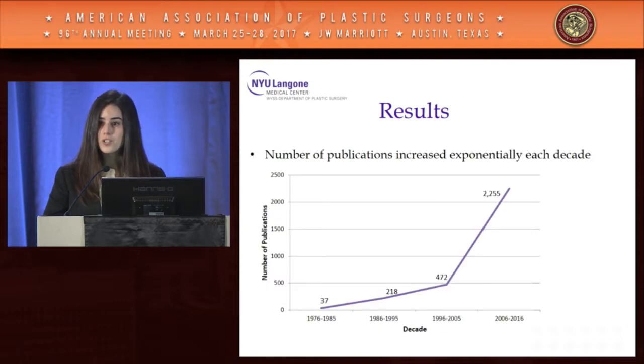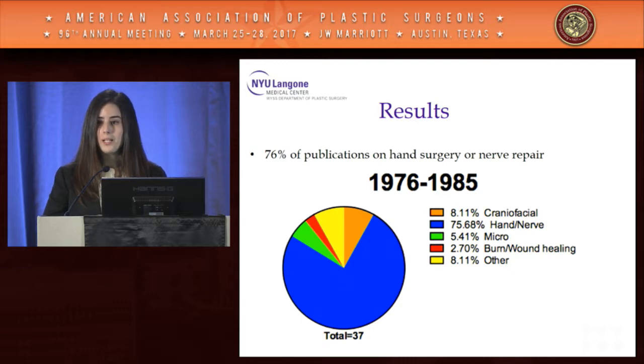The number of publications authored by women in the last 4 decades exponentially increased with each decade, starting at 37 between 1976 and 1985, increasing to 218 between 1986 and 1995, reaching almost 500 between 1996 and 2005, and undoubtedly the majority of publications authored by women in plastic surgery were published in the last decade. Breaking down publications by topic, we noticed that in the first decade studied, the majority of publications reported on hand surgery and peripheral nerve repair.